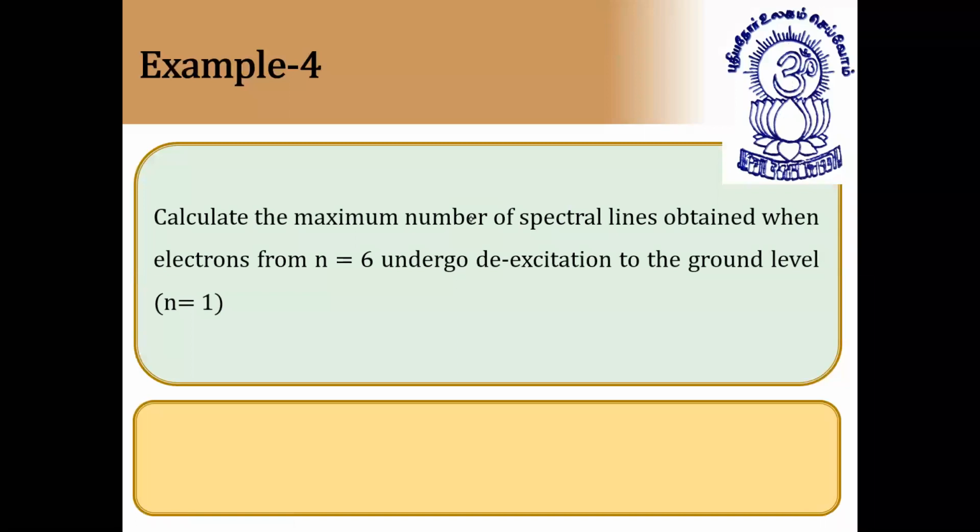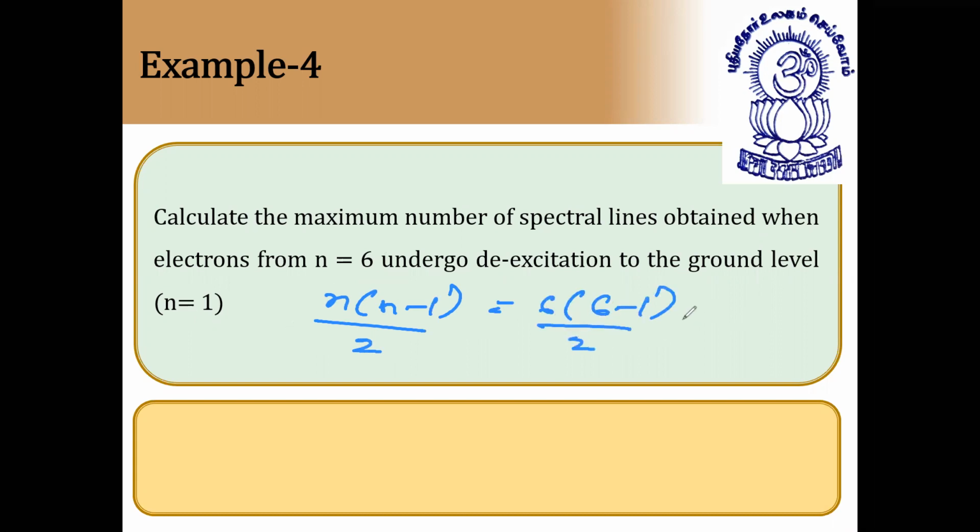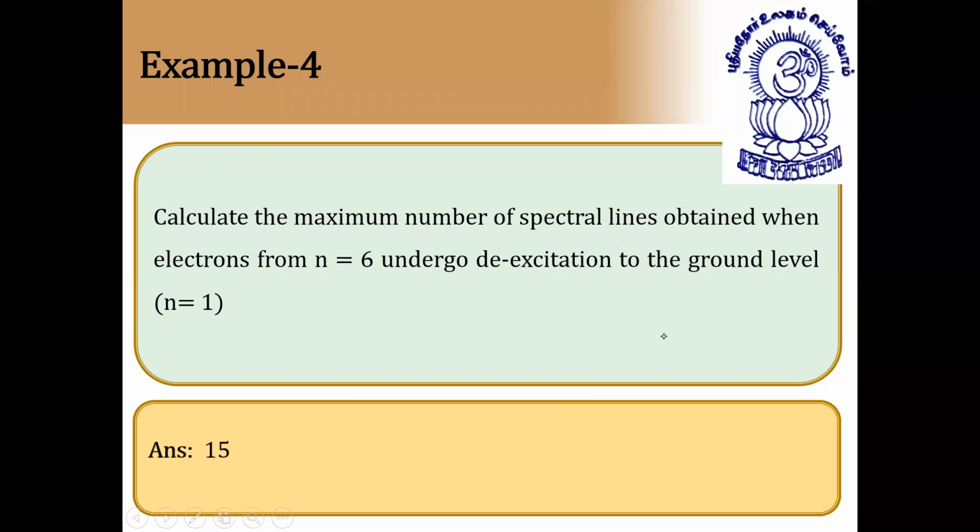Now, calculate the maximum number of spectral lines obtained when n is equal to 6 undergoes de-excitation to the ground level. Here they have mentioned only the ground level, and you have to calculate the number of spectral lines. When they mention the ground level, it means n is equal to 1. So the formula is number of spectral lines equals n into n minus 1 by 2. That is 6 into 6 minus 1 by 2, so 6 into 5 by 2, that is 30 by 2, which is 15. The number of spectral lines is 15. So this is clear. Next. Yes, the answer is also 15.